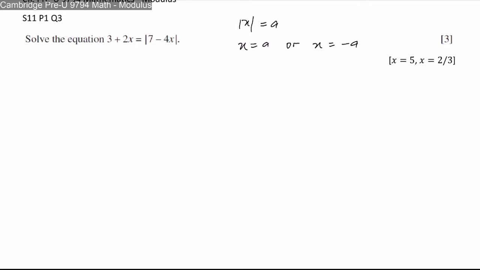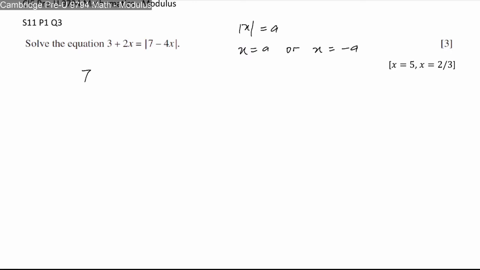By looking at the question, we know that there is a modulus of 7 minus 4x. So we have to open up the modulus. What we have here is 7 minus 4x equal to 3 plus 2x, or 7 minus 4x equal to negative of 3 plus 2x. Basically from there we just have to solve like usual.